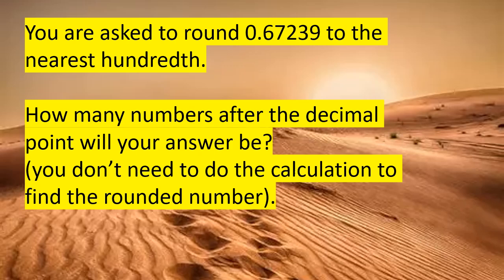Okay, last one. You're asked to round 0.67239 to the nearest hundredth. How many numbers after the decimal point will your answer be? You don't need to do the calculation to find out the rounded number. Just how many after the decimal point will there be?